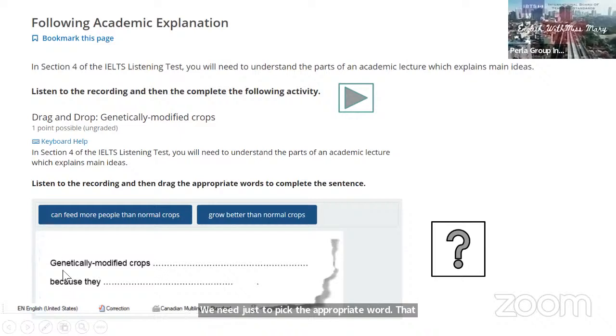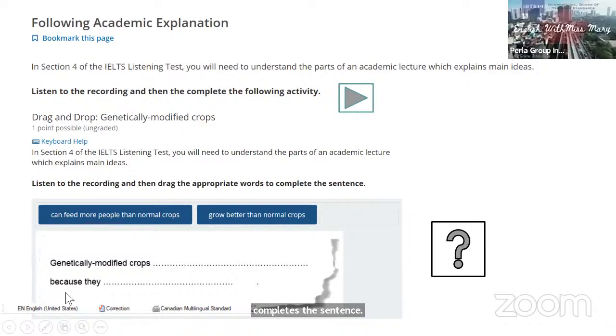They're talking about genetically modified crops. So you've got 2 gaps. The first gap is completing this sentence, genetically modified crops. It could be can feed more people than normal crops or grow better than normal crops. Because they, you can choose one of these as well. Okay, so we'll listen to the conversation.